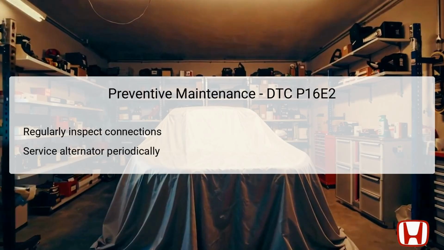To prevent the occurrence of DTC P16E2 in the future, implementing a regular preventive maintenance routine is essential. This routine should start with periodic inspections of all electrical connections, especially at the alternator and related components. Over time, corrosion or looseness may develop, impacting the efficacy of the connection and communication. Furthermore, it is advisable to service the alternator periodically to examine its performance and ensure it operates efficiently. This includes checking the internal circuits and output voltage.